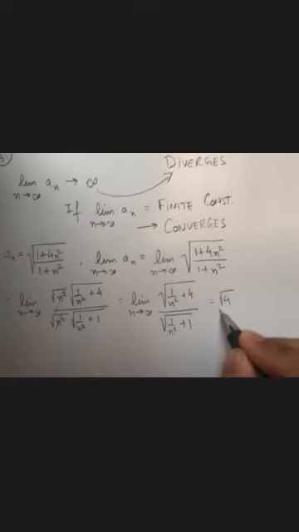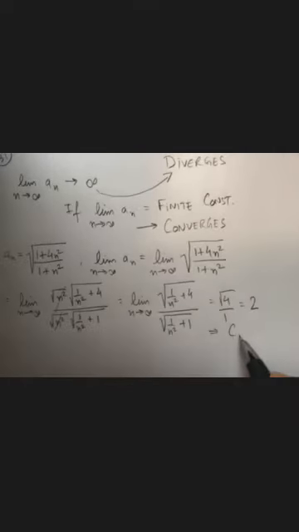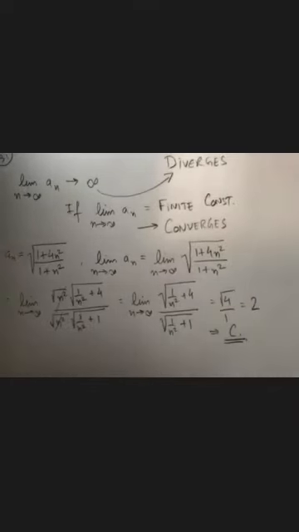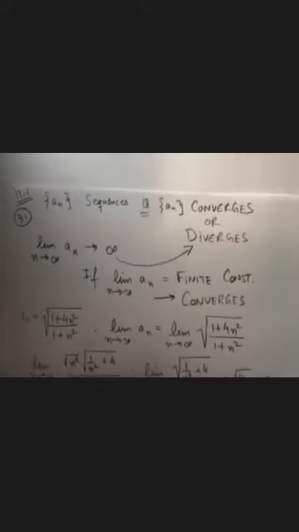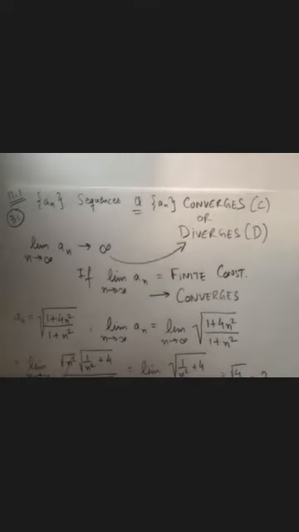And as n goes to infinity, 1 over n square goes to 0. So we're left with radical 4 over 1, which is 2. So this means it converges. So C would denote converges and D would denote diverges. Let's do one more problem like that.